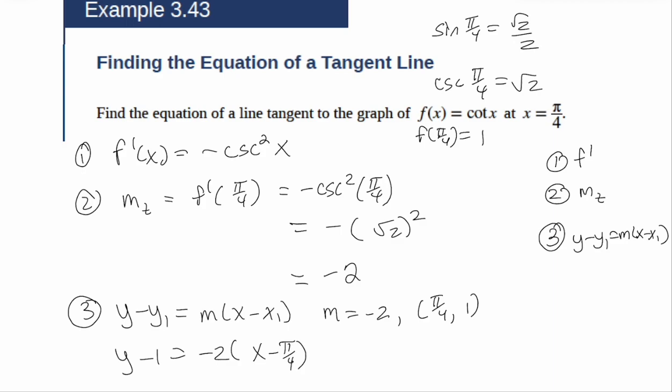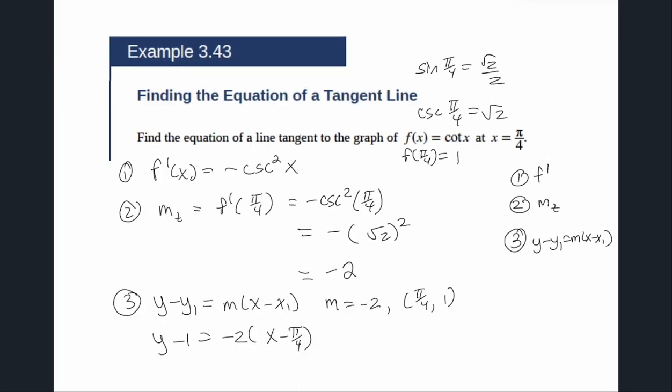Now, if you want to simplify it, go for it. You would distribute the negative 2 and add 1 to both sides. I don't care. That doesn't do anything spectacular for me. That's the equation of the line. If I needed to do something with it, I would. They didn't ask me to do anything more. I'm done. Does that make sense how I did that? Okay.